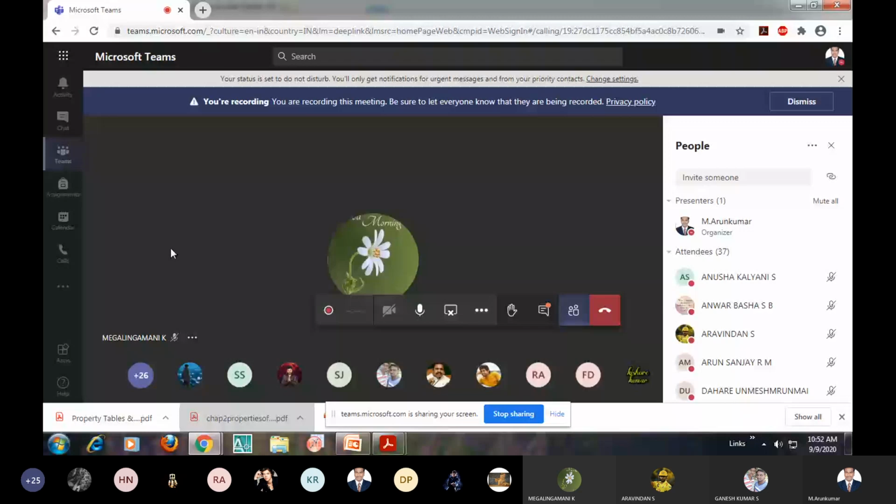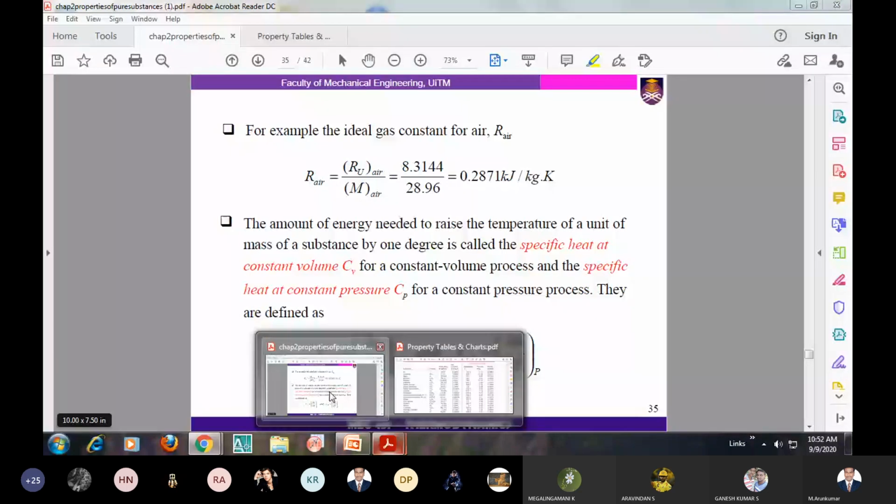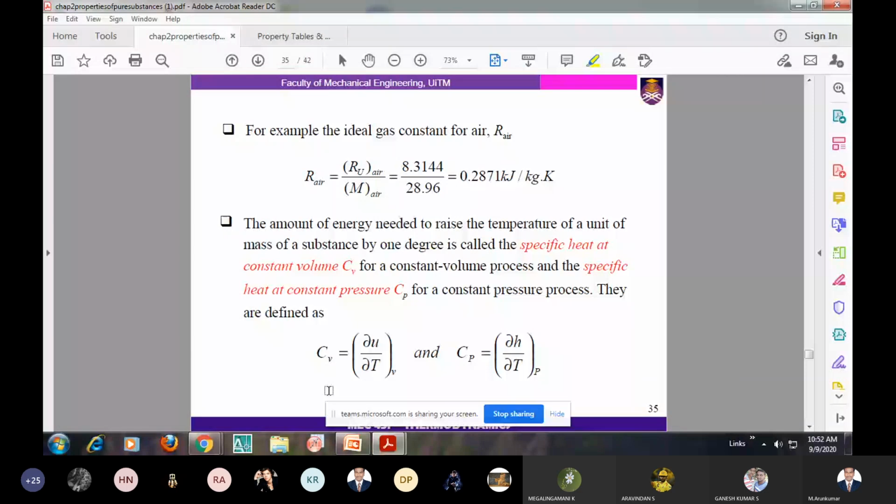Yes. You know what is CP and what is CV. Specific heat capacity at constant pressure is CP, and specific heat capacity at constant volume is CV. The formulas: CV is the change in internal energy by change in temperature at constant volume, and CP is the change in enthalpy divided by change in temperature at constant pressure. So these formulas can be used to solve problems. Just make a note of it.